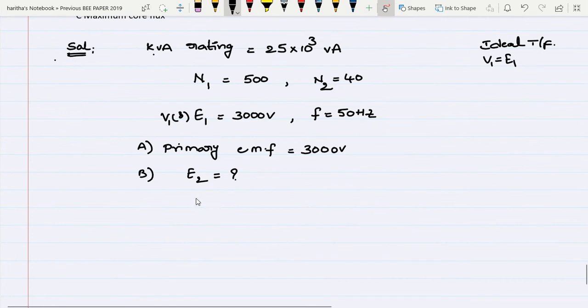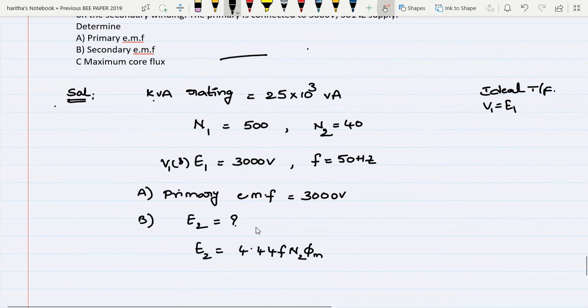The transformer EMF equation, E2 is equal to 4.44 f N2 phi m. In this equation, we know the frequency and number of turns, and we don't know the flux. So we cannot use this formula to find out the induced EMF in the secondary. So what is the other formula? We know the E1 value, N1 and N2. So we have a relation of induced EMF and number of turns. E2 by E1 is equal to N2 by N1. Voltage ratio is equal to turns ratio.